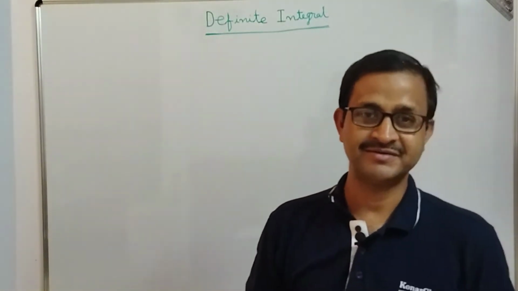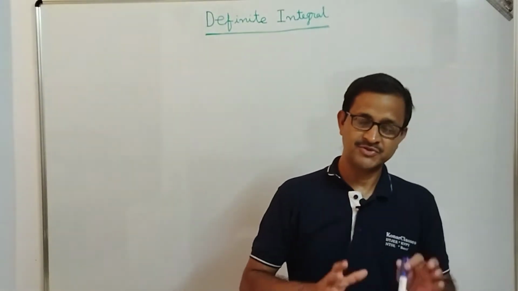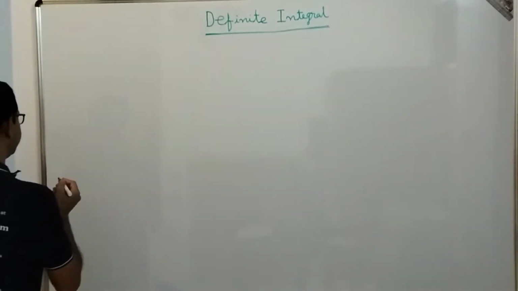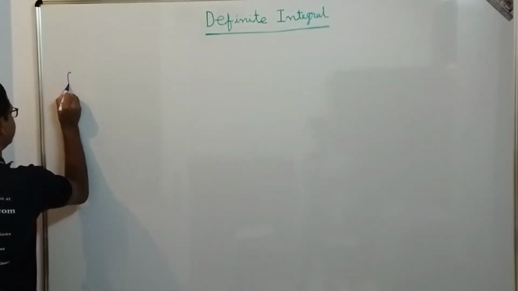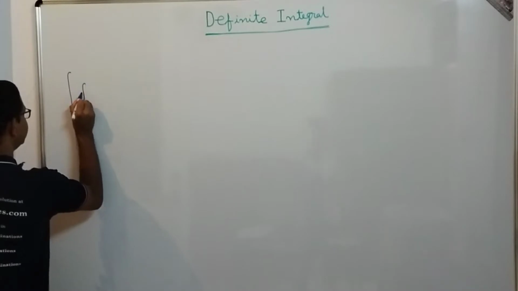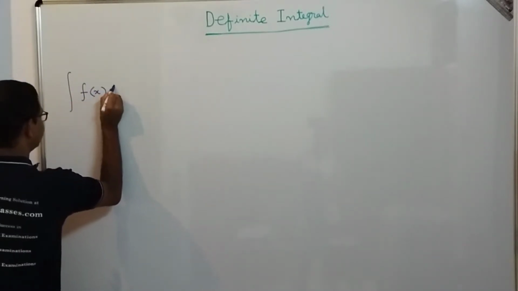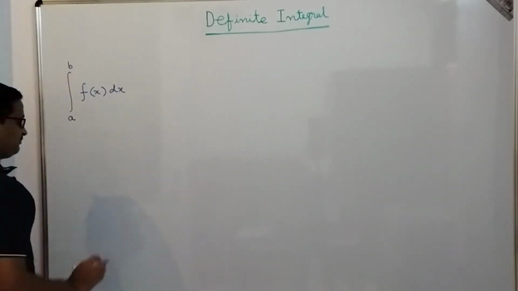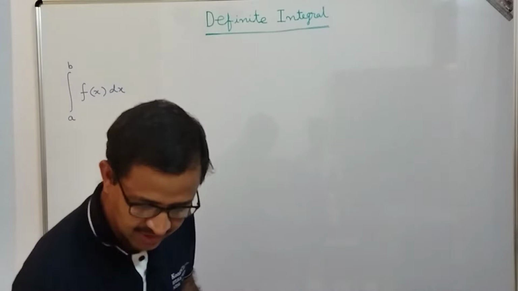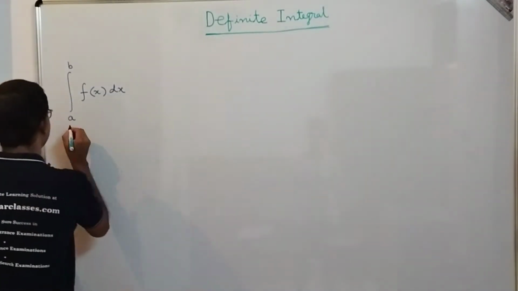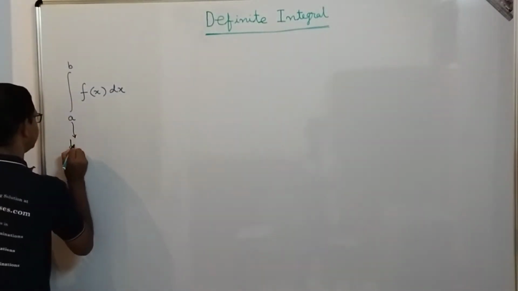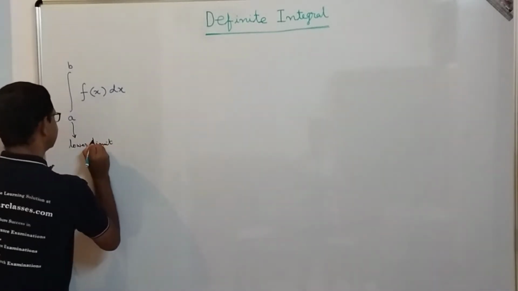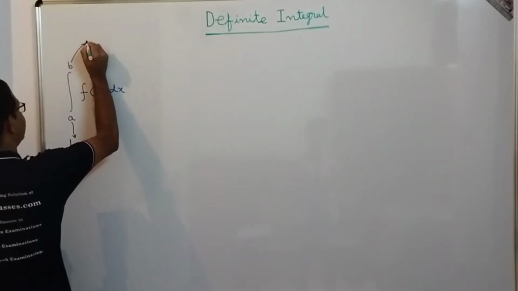Today we are going to start definite integrals. Let us understand what is meant by the definite integral. Definite integral is denoted by integration. If I write f(x) dx, then there are two numbers here, a and b. So a is known as the lower limit, and b is known as the upper limit.